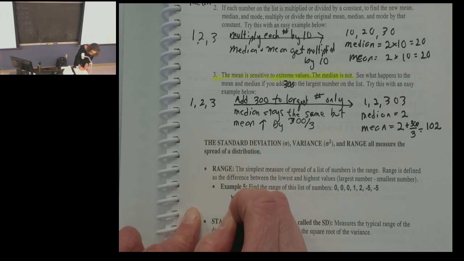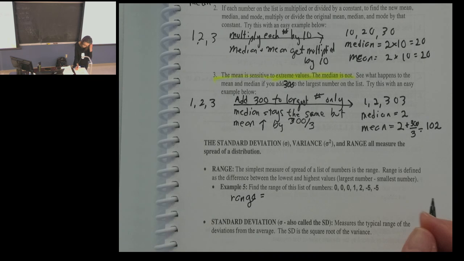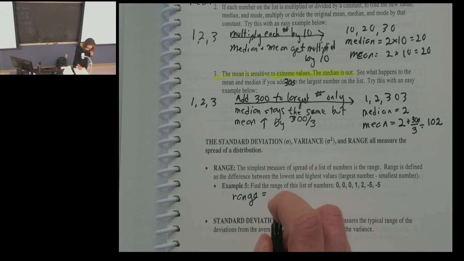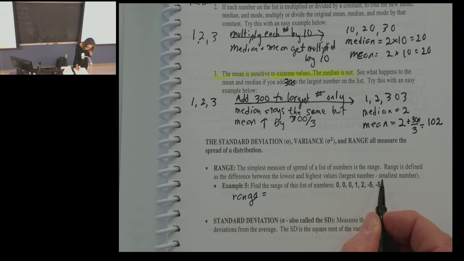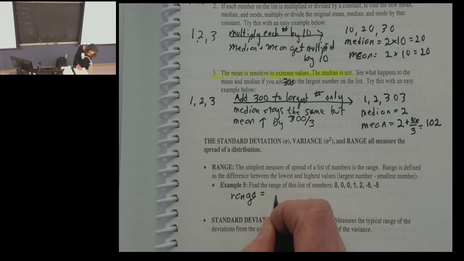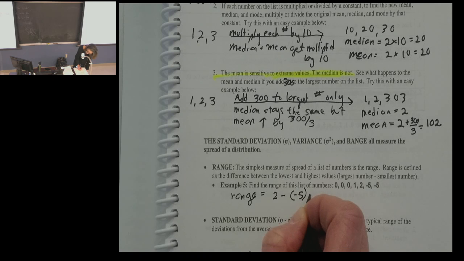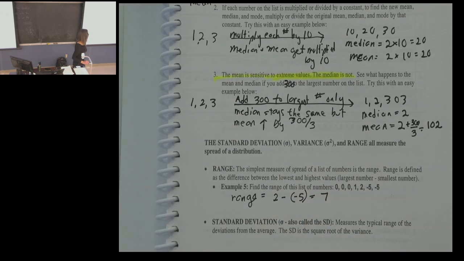So here, what would the range be? The range would be from the biggest number to the smallest number. So the largest number minus the smallest number. It's always expressed as a positive number. So it's 2 is the largest number minus the smallest number, and so the range is 7. It's just the distance between the smallest number and the largest number.